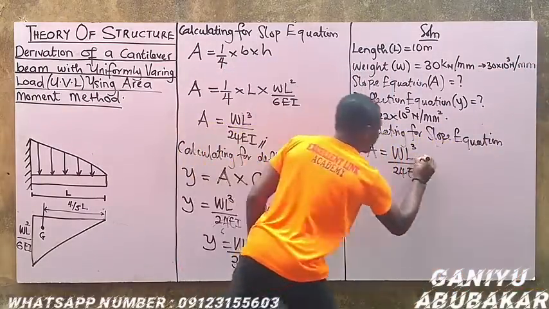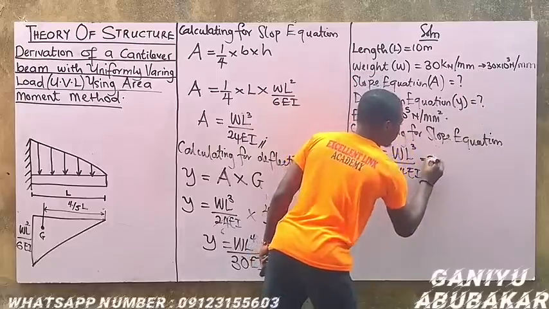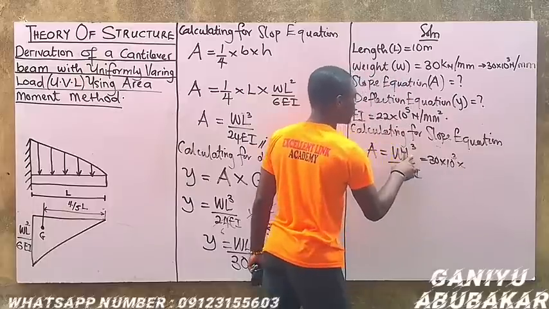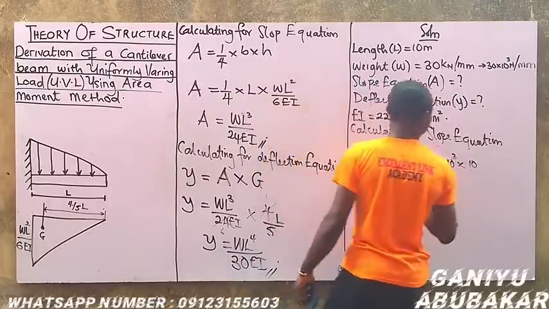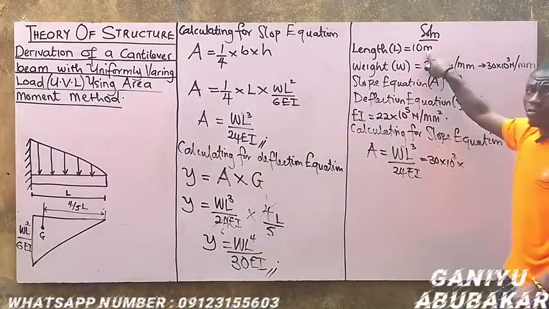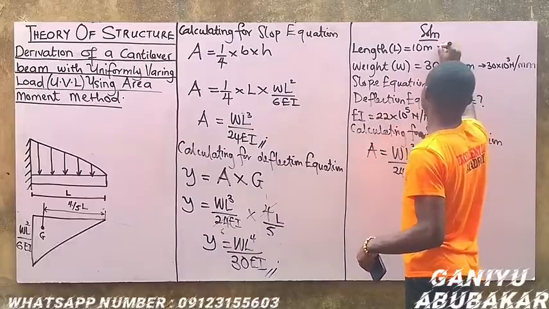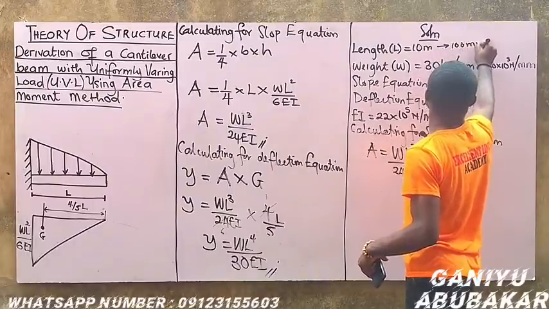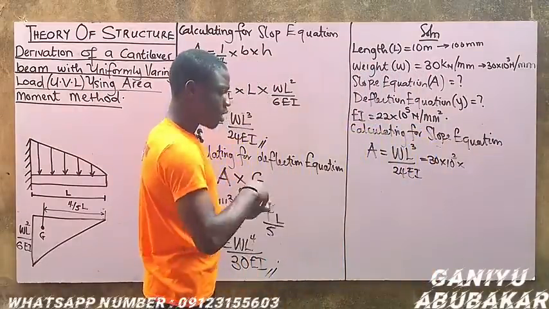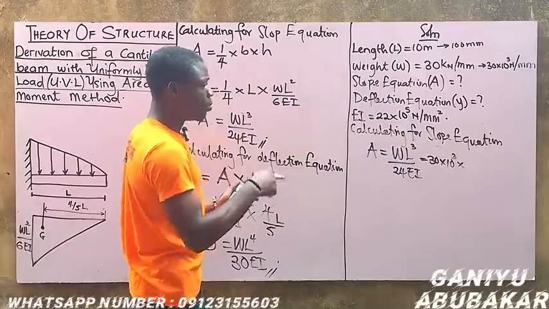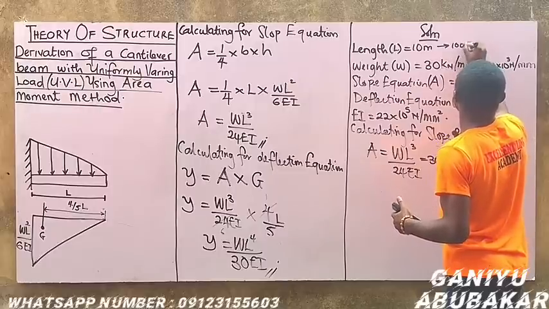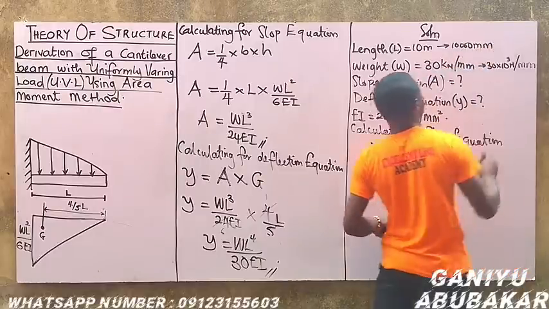So next task, let's put in value. What's my weight? Weight is 30 times 10 to the power 3, multiplied by my length. What's my length? 10. Before I put in value for 10, I'm saying millimeter. This is a meter. Convert 10 meter to millimeter. Meter to millimeter, multiply by 1000. That's 10,000 millimeter.